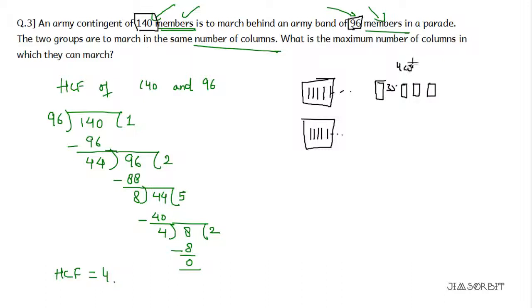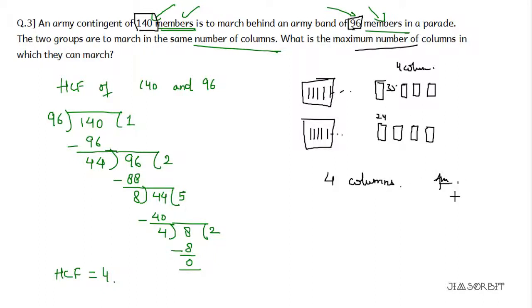We will have 4 columns, correct? And also 4 columns will be of 96 members, and in each column there will be 24 persons. Like this they will be arranged. So what is the maximum columns we can put them so that they can march? It will be 4 columns. This is a very important problem, and generally the units are also same. This is also correct. Now we are saying that they are having 4 columns. Fine. I hope you have understood this.